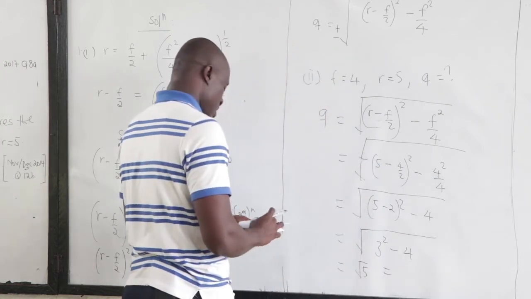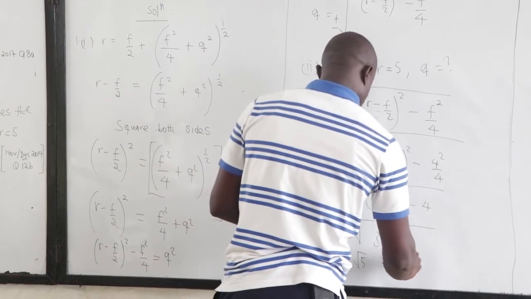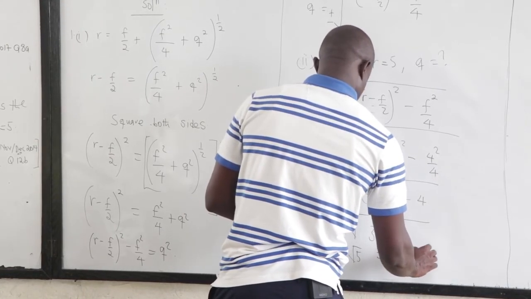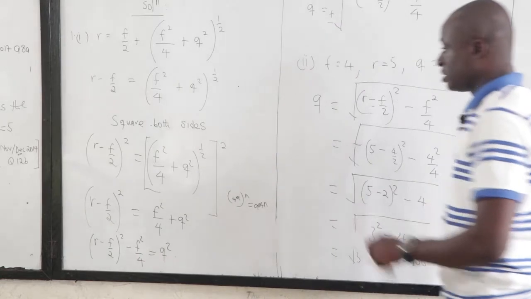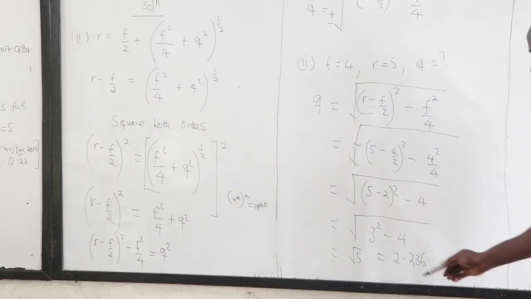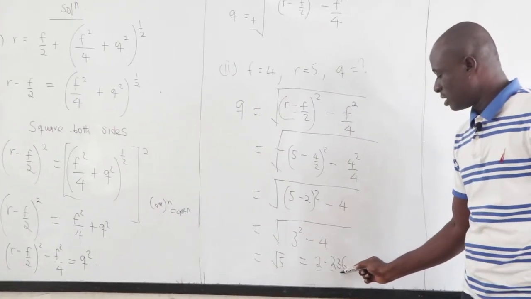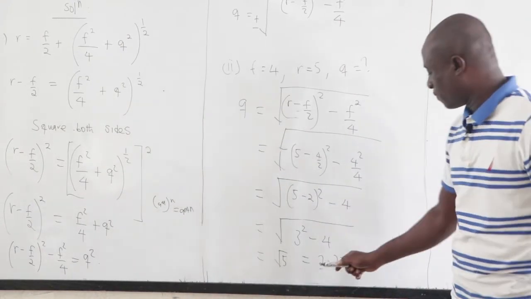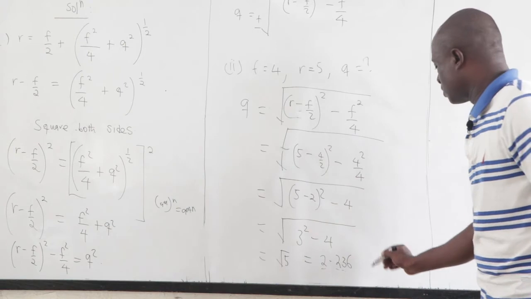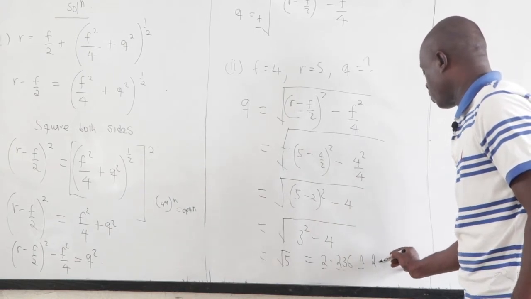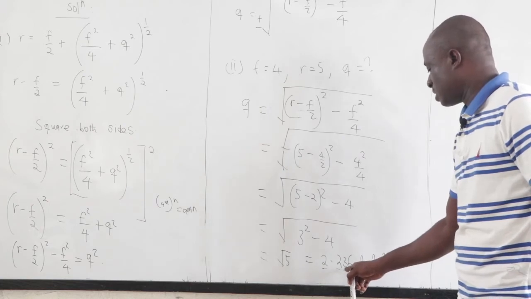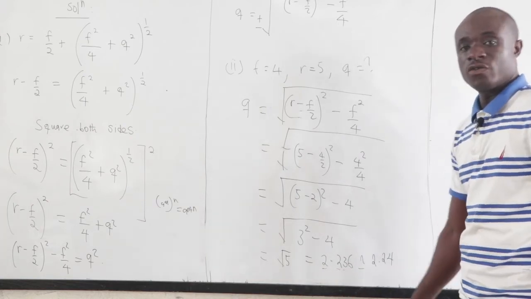Now using the calculator, this will give us 2.236. But then the question says to 3 significant figures. This is the first significant, second, and then the third significant. So this will be 2.24, because the 6 will change the 3 to 4.